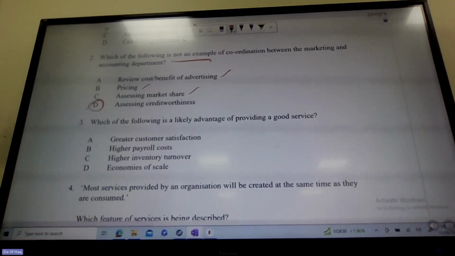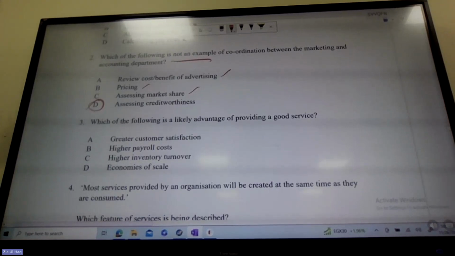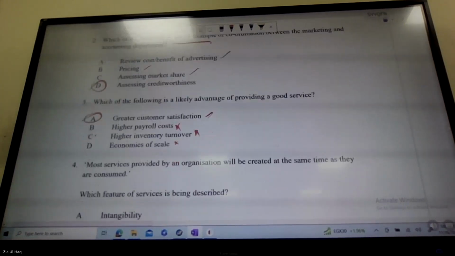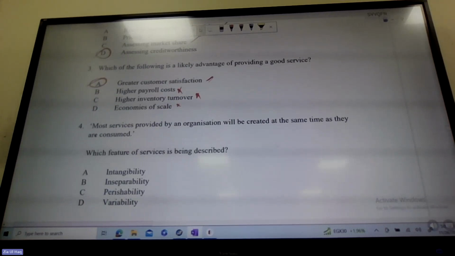Which of the following is likely advantage of providing a good service? Greater customer satisfaction. Obviously, if you provide good service, customer satisfaction will be greater. High payroll cost. This is not relating to providing service. High inventory turnover. This is not relating to providing service. Economies of scale. This is relating to production rather than providing service. So, A.